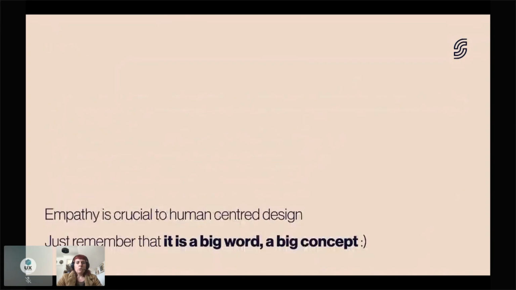Now, I want to pause and just emphasize that empathy is absolutely crucial to human-centered design. I have no beef with empathy. I actually believe that I don't hire people in my design teams if I don't think they have empathy. It's a crucial thing for a human-centered designer. But the thing that I want to highlight is that, remember, it's a really big word and a really big concept, and we should give it the gravitas that it deserves.